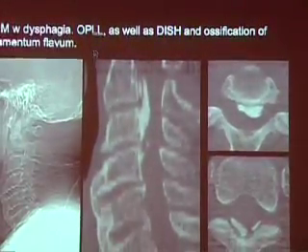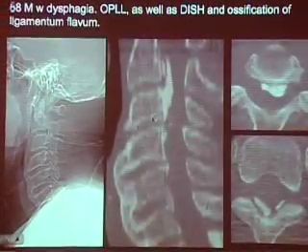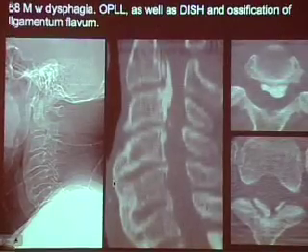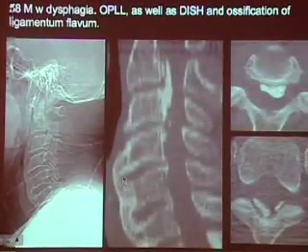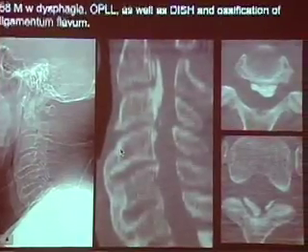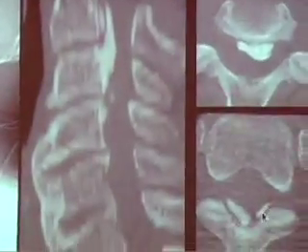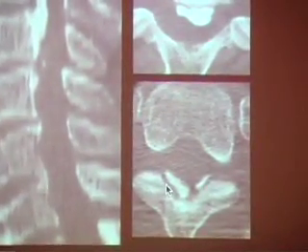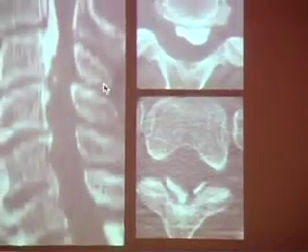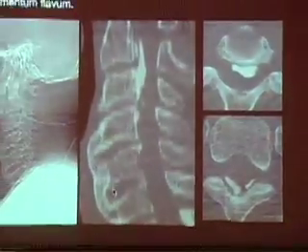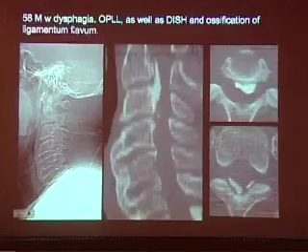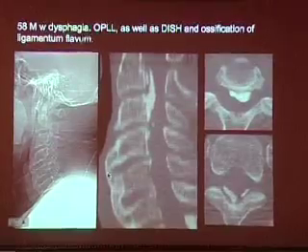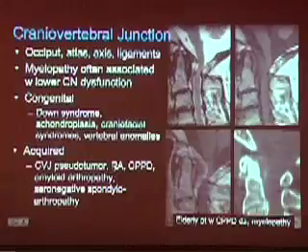Here's another patient who presented with dysphagia and also some difficulty walking. And this patient has not only OPLL with ossification of the posterior longitudinal ligaments, but also diffuse idiopathic skeletal hyperostosis with these ventral flowing osteophytes, and also ossification of the ligamentum flavum. So this is a patient who manifests all 3 of those potential associations with OPLL. Now, the DISH per se isn't that important, except it probably explains why the patient had dysphagia from these large flowing osteophytes compressing the cervical esophagus.